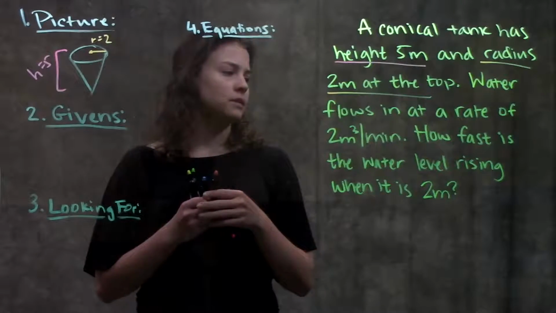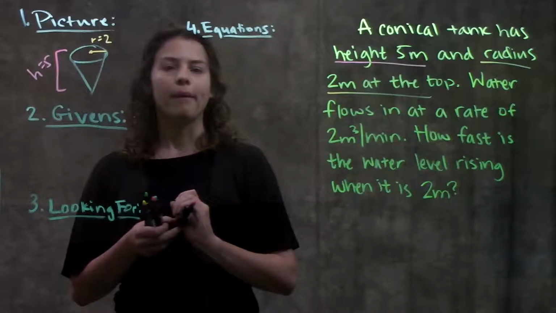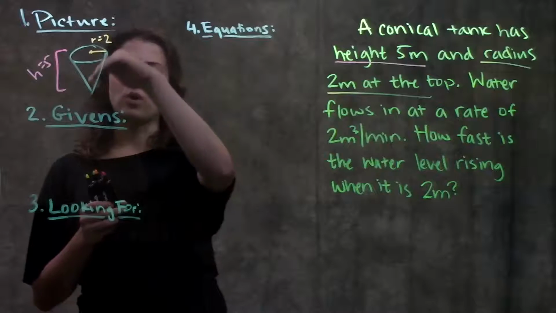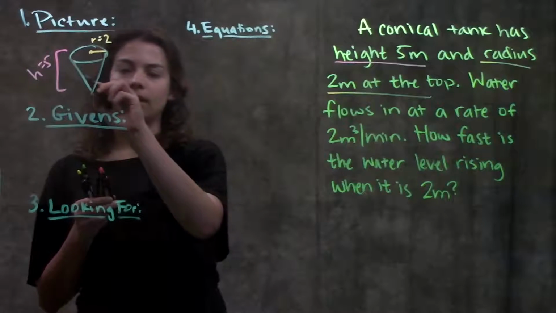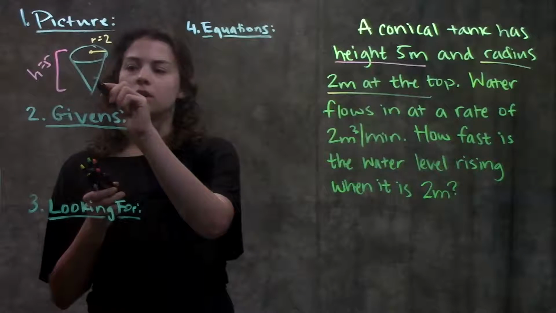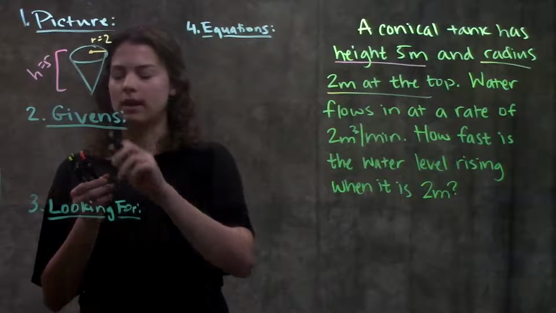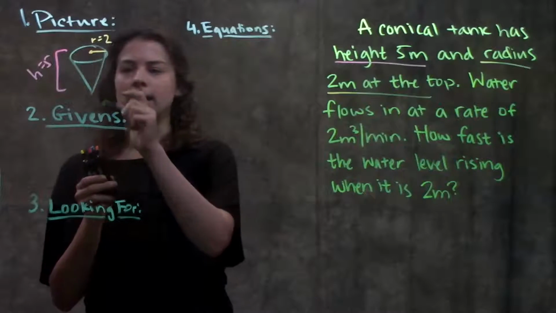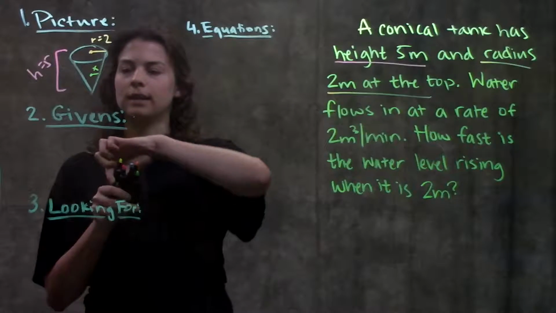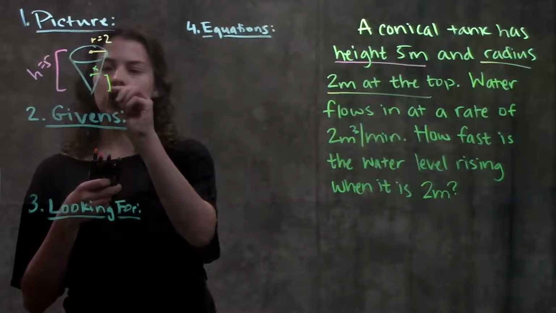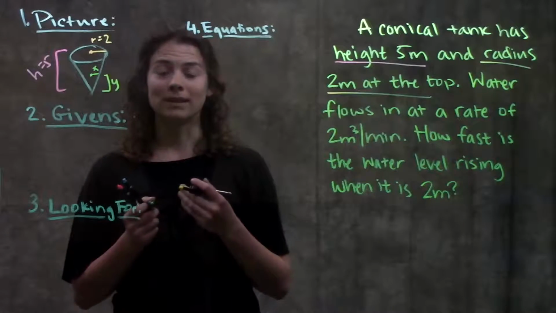And then they are asking for how fast is the water level rising when it is 2 meters. Okay, so imagine there's water flowing into this tank. They're interested in the water level down here at the bottom of the cone. So I know this problem is going to have to deal with some smaller cone down here at the bottom. So I'm going to go ahead and label that out. My small cone here has a radius of x, and I'm going to say it has a height of y. Okay, label my picture.